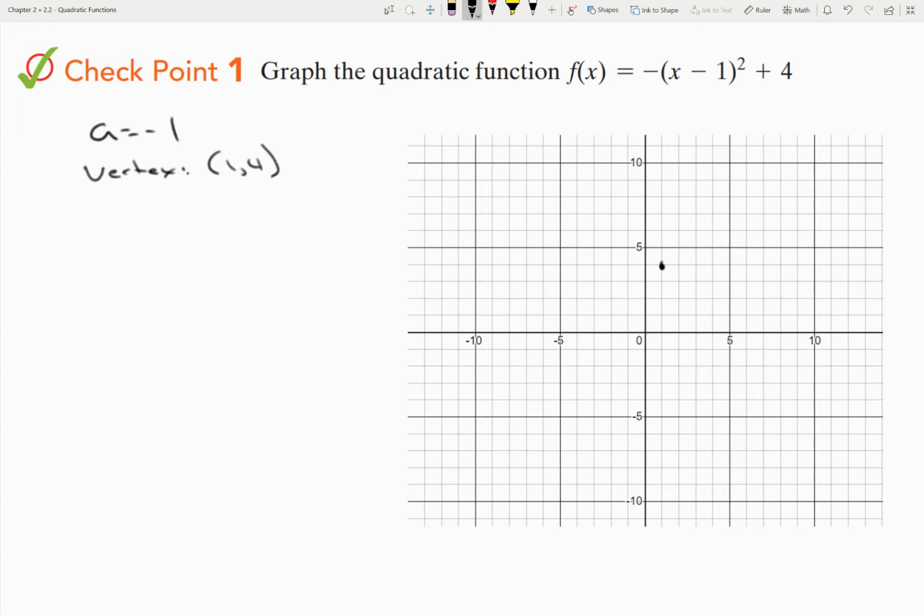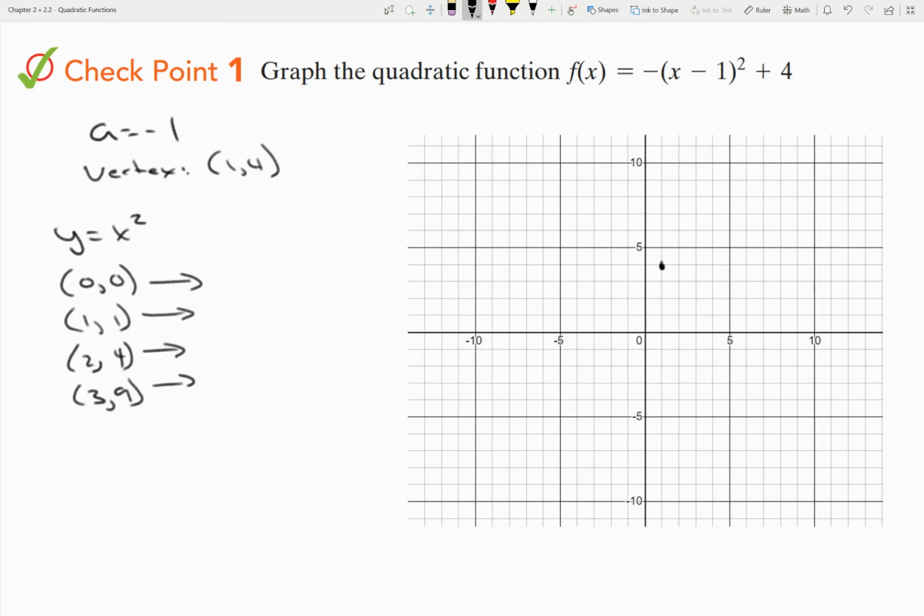1, 4. Okay, my parent function, right? Let me be very clear with this. The points on my parent function would be 0, 0, 1, 1, 2, 4, 3, 9. These are always going to be the same, and then I'm going to change these. The inputs stay the same. The outputs get multiplied by a.